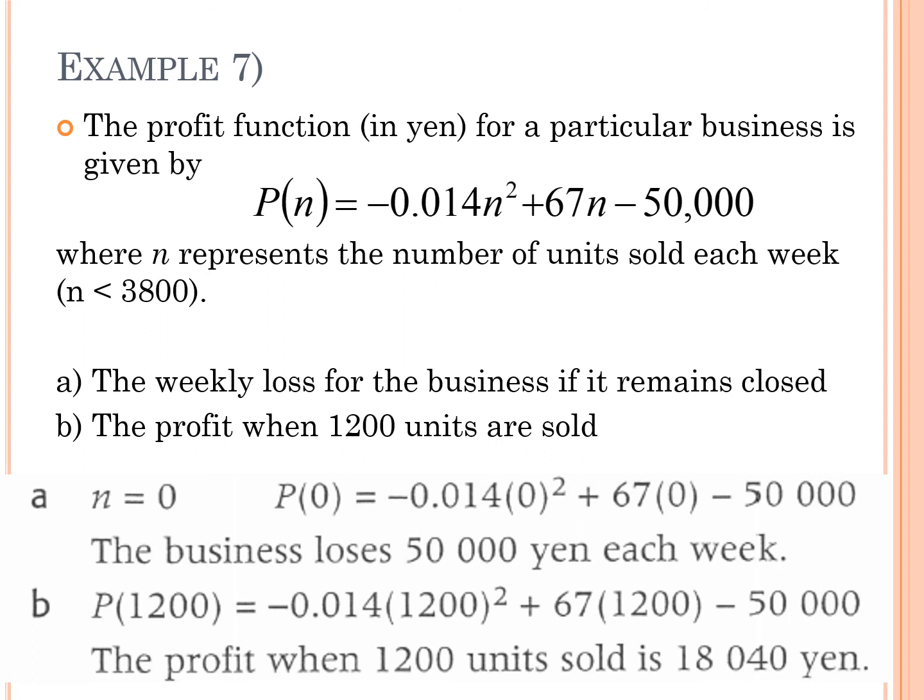Now you might need to use a little bit of a calculator for this one, where 1,200 units are sold. You plug that in for x, see what your y would be. You get 18,040 yen.